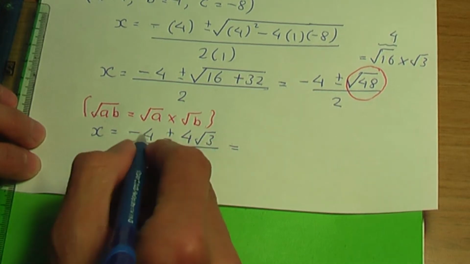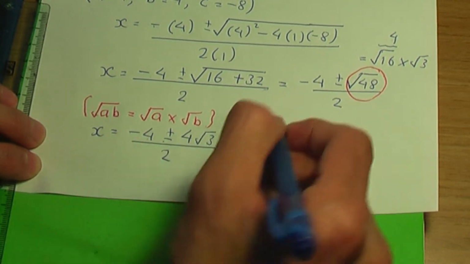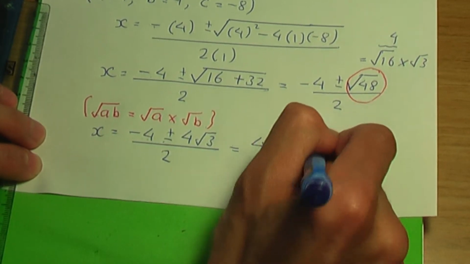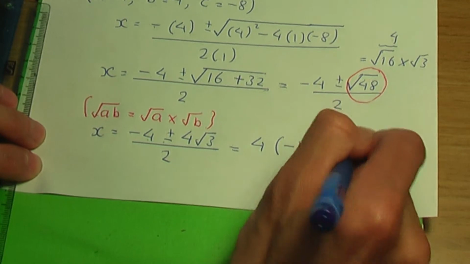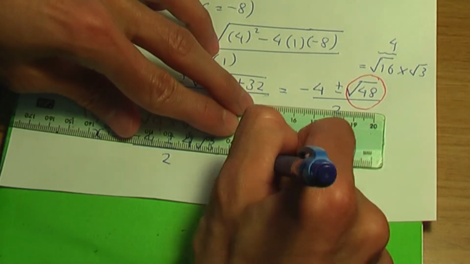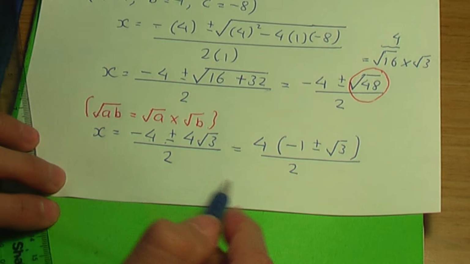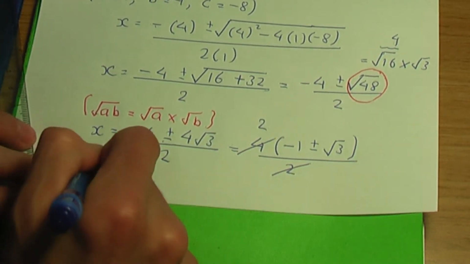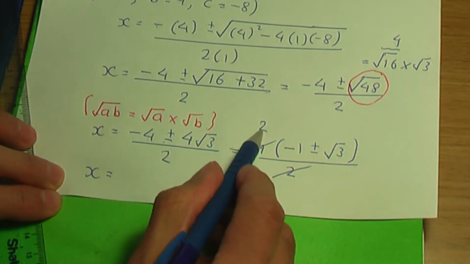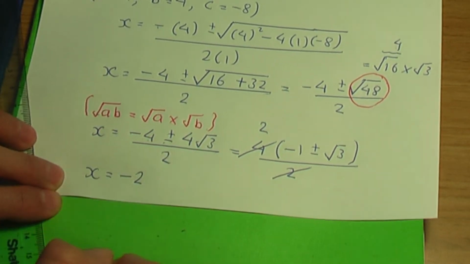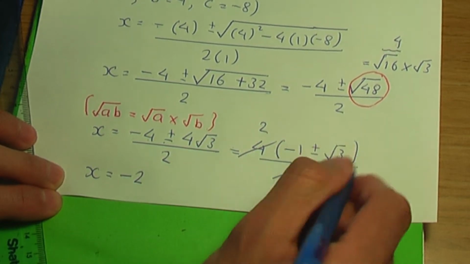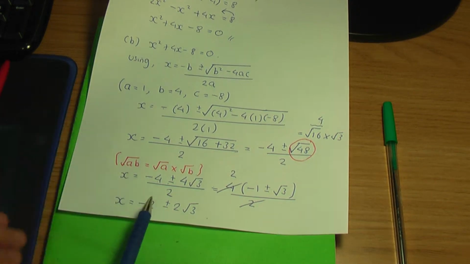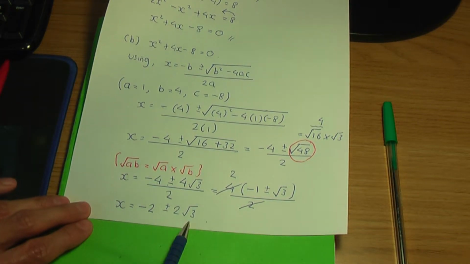And what I'm going to do is factorise the numerator. If I take out a common factor of 4 to leave me with minus 1 plus or minus root 3, all over 2, then by taking out a common factor of 4, the 2 cancels with the 4 twice to give me the x solutions as 2 times minus 1 is minus 2, 2 times the root 3 is plus or minus 2 root 3. So here are the x solutions.